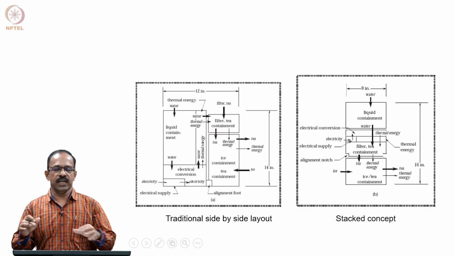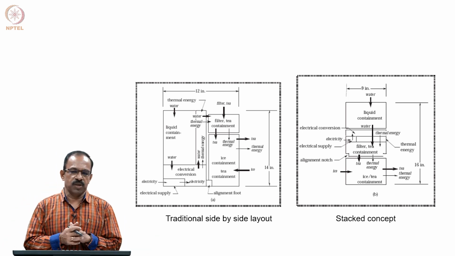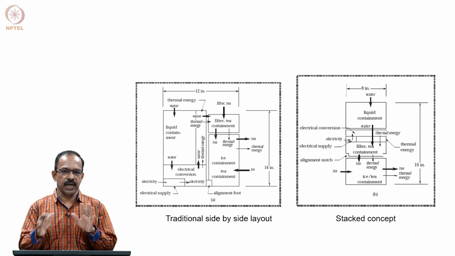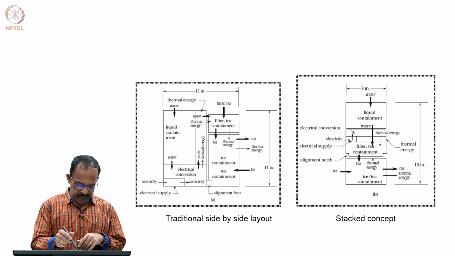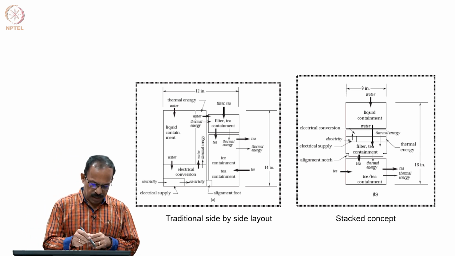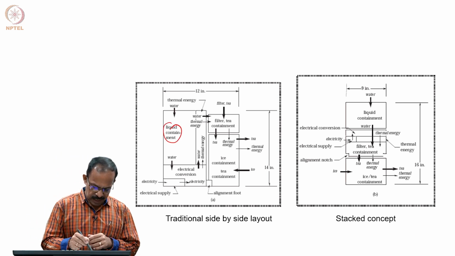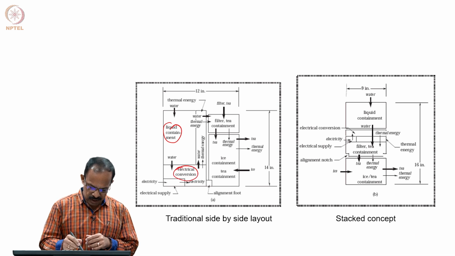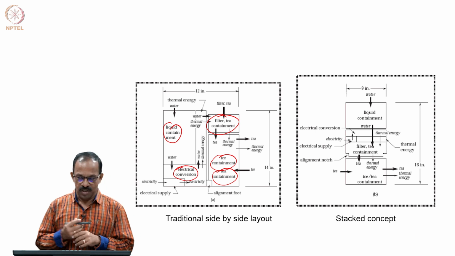Okay, so we can now create a product structure or a geometrical layout based on this, and you will be getting this as the possible layouts. So, we identified the liquid containment, the electrical conversion, ice containment, tea containment, and filter tea containment. So, these are the modules.